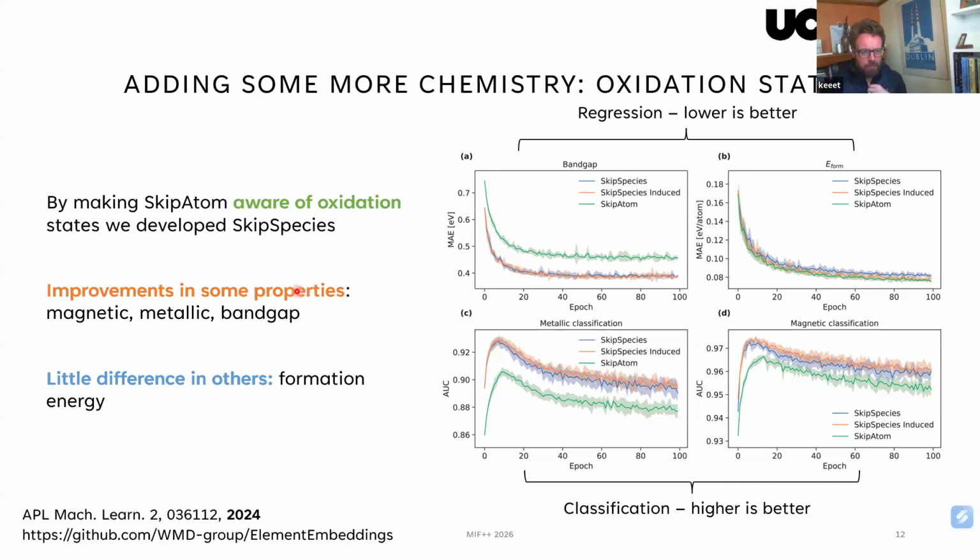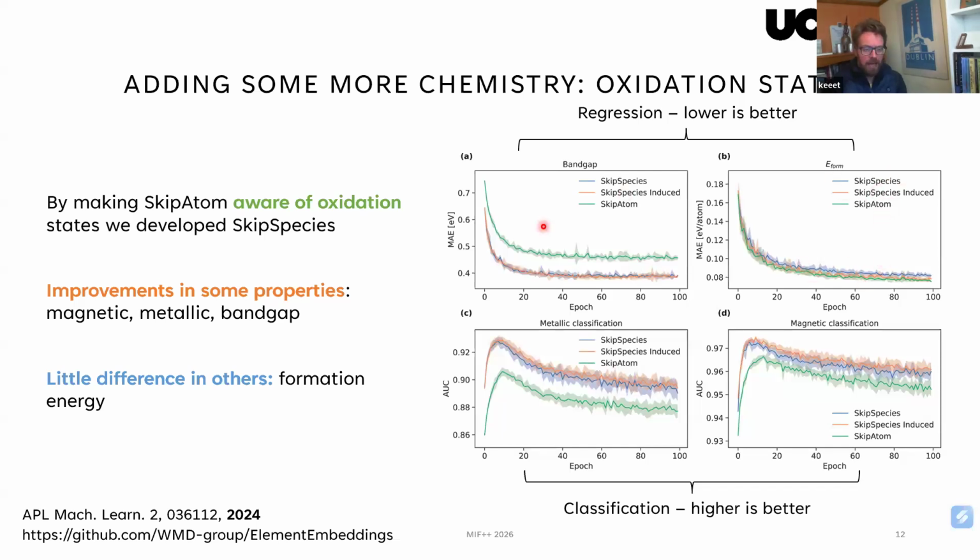And Anthony developed this skip species and tried it on a number of different tasks. Something interesting we found is that if you're trying to predict formation energy, it actually turns out that species information didn't make the model an awful lot better. So in green you have the skip atom, whereas in blue you have the skip species.